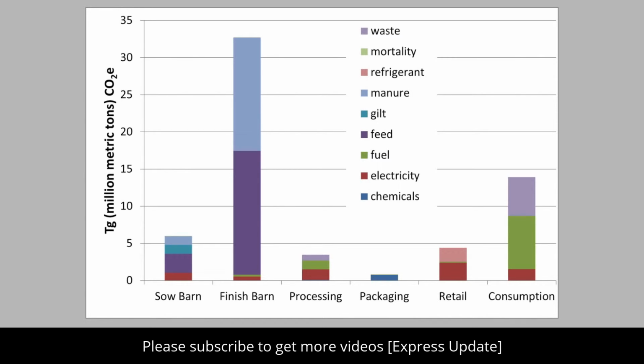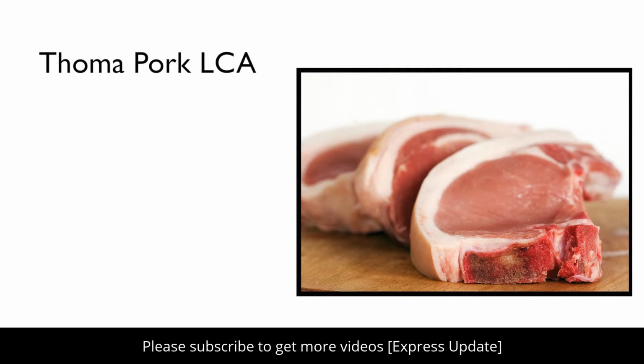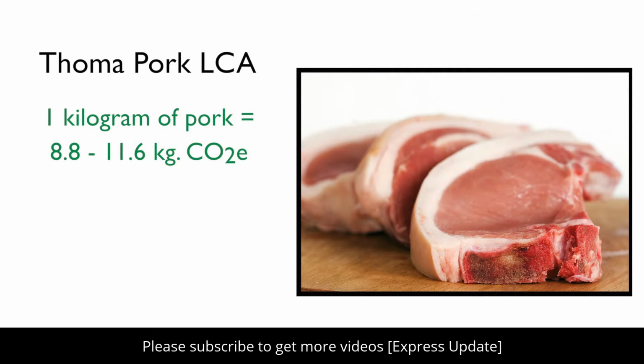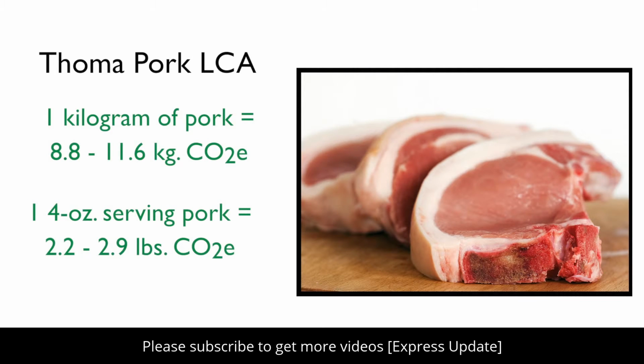This study took into account all of the activities in the pork supply chain that contribute to emissions, from electricity and fuel to manure and waste, across all stages of production, from the sow barn to the consumption of the pork products produced. The LCA showed CO2 equivalents at an average of 8.8 to 11.6 kilograms of CO2 equivalents per kilogram of pork, from production to consumption. This can also be calculated as 2.2 to 2.9 pounds of CO2 equivalents per 4-ounce serving of pork. Approximately 60% of the emissions occurred before the product left the farm gate.